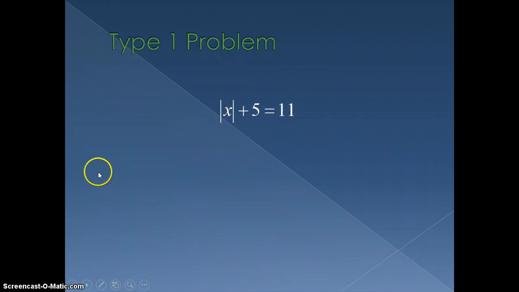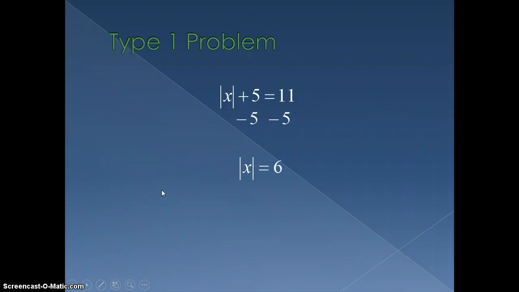So in the type 1 problem, we're going to go back to our absolute value of x plus 5 equals 11. Remember, step 1 was to isolate the absolute value symbol, so I'm going to subtract 5 from both sides. And that leaves me with the absolute value of x equals 6. The next part of this problem, this is really where the nuance or the new part of this chapter comes into play. I need to get rid of the absolute value symbols. I need to make two equations. One is x equals 6. And the other is going to be x equals negative 6.